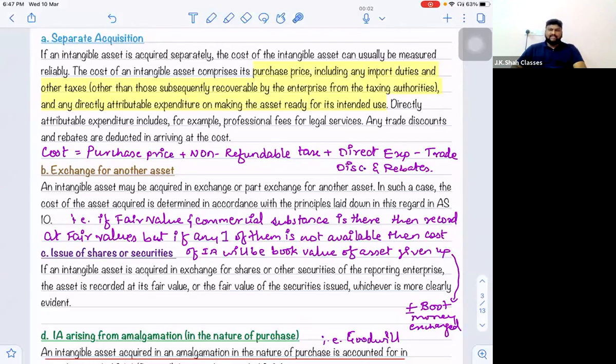And if it is equal, then in that case, the difference will be adjusted to the profit and loss account. Means, say for example, you are not paying any boot money, and new asset comes in, old asset goes out. So fair value of the new asset account debit to book value of old asset, and all that difference goes to P&L. That is a profit or loss on exchange. So that can also happen. Correct?